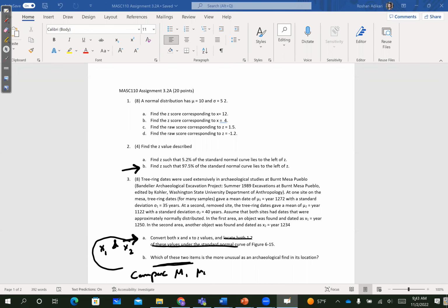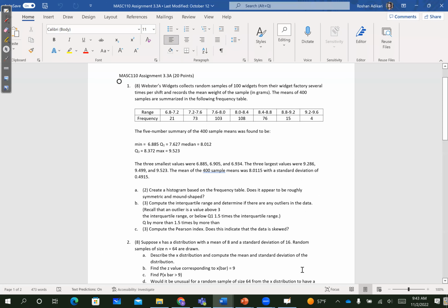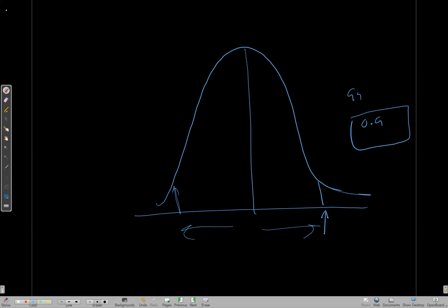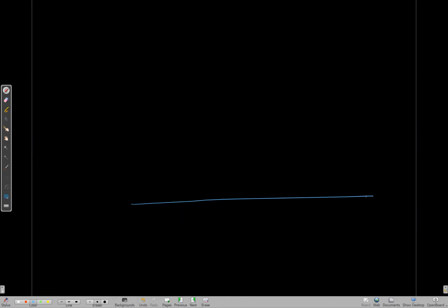So that's 3.2. Let's go to 3.3. Now 3.3, in this one, let's say 5-number summary and create histogram. Now histogram is pretty easy. You had 6.8 to 7.2, so you 6.8 to 7.2. What was the next? 7.2 to 7.6, 7.2 to 7.6.